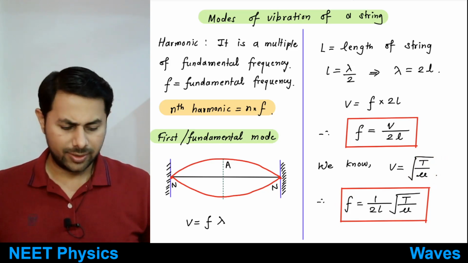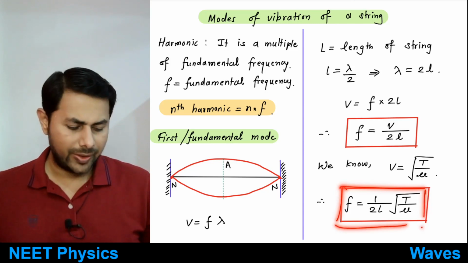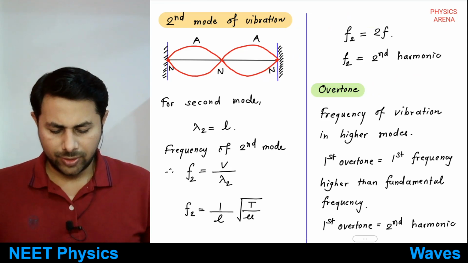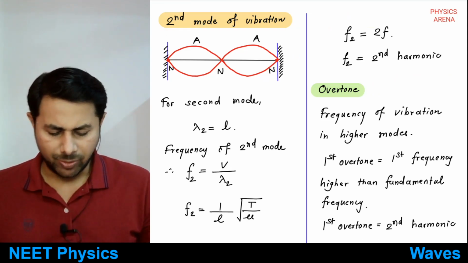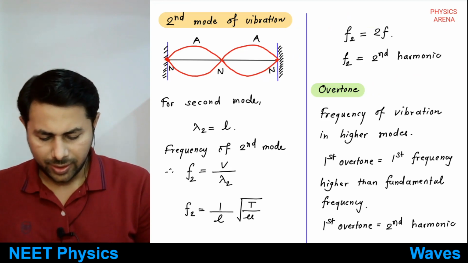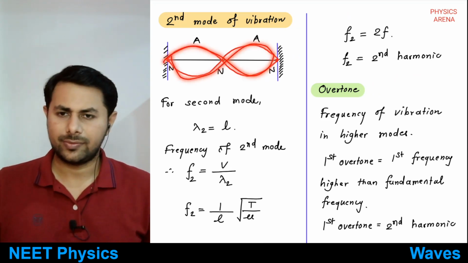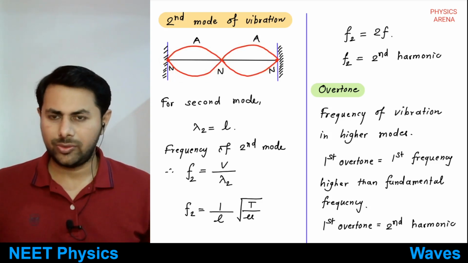All right. So fundamental mode has frequency of 1 upon 2L square root of T by mu. Okay. So then let's see the second mode of vibration. This is the second mode of vibration. Here the string forms two loops, right?